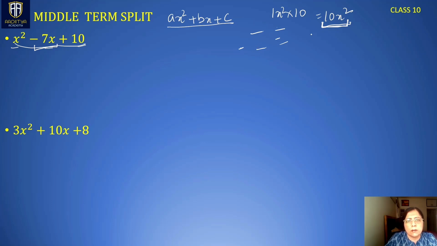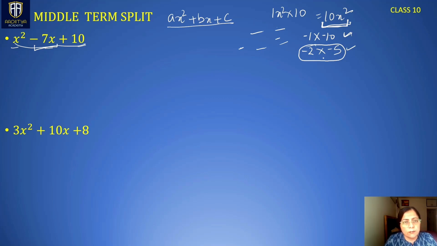How can we get 10? It is 1 into 10, keeping both negative because we require a negative sum. Or we can write negative 2 into negative 5. These are the only two factorizations of 10. Either 10 into 1 or 5 into 2. We cannot split it in more ways. So, according to this, this pair of factors is a suitable thing for our splitting.